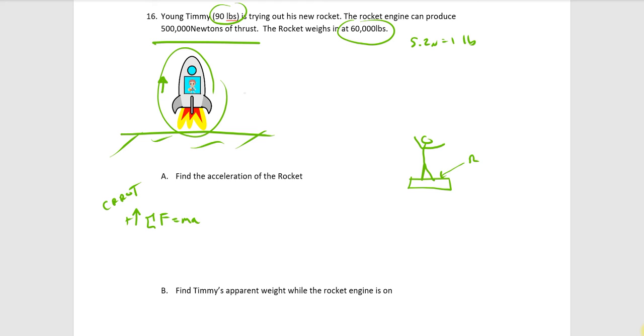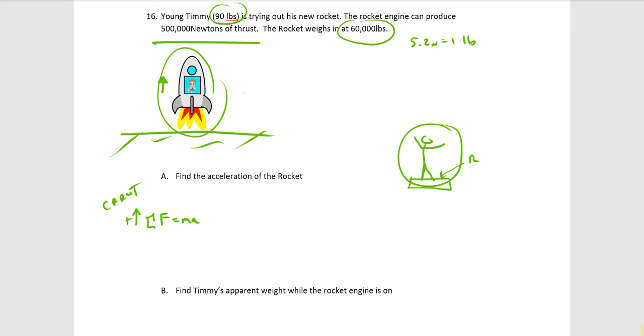Now, when you're standing there in the bathroom, you're not accelerating. So if you draw a free body of the person and write a force equation with the person not accelerating, the normal minus the weight would equal 0, and the normal and the weight are the same. But if Timmy's on the rocket and the rocket is accelerating, then the right-hand side isn't equal to zero.